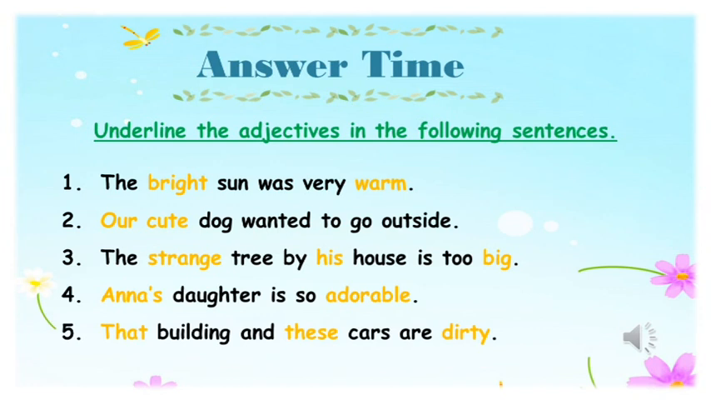Number 5. That building and these cars are dirty. This sentence has three adjectives. Do you see them? That, these, and dirty. That describes the noun building by telling which. These describes the noun cars by telling which. And finally, dirty describes two nouns, cars and buildings, by telling what kind.